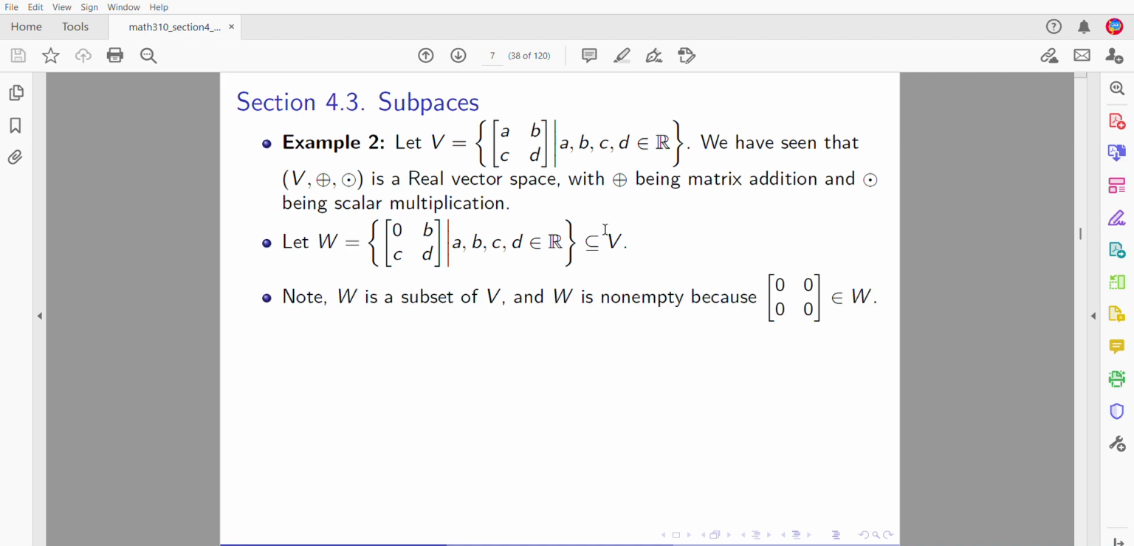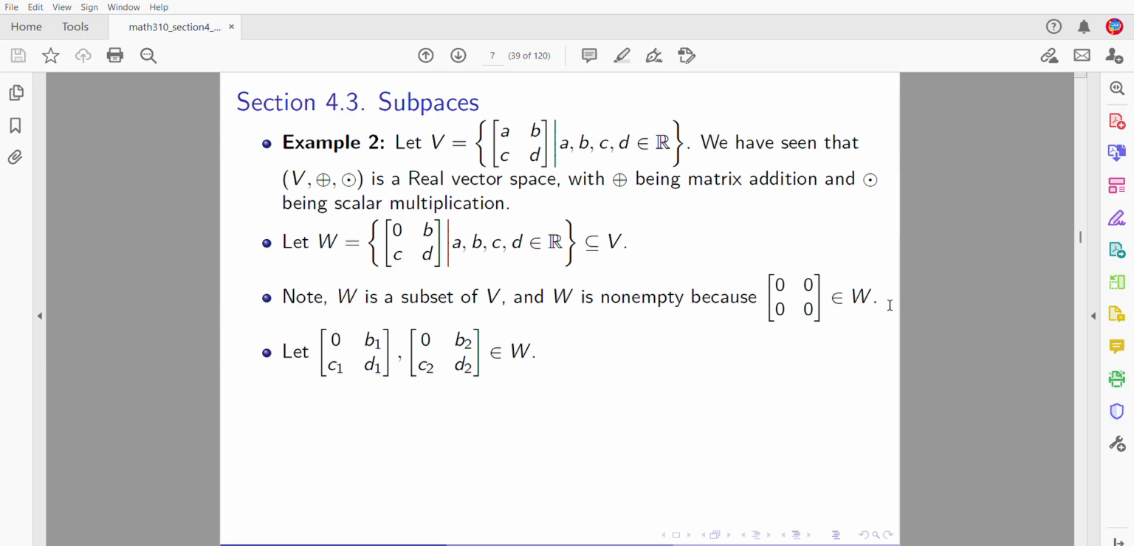Now W is a subset of V. W is non-empty because all I want is 0 here. I could put 0 everywhere. Such a matrix has to be in W. What is the criterion to be in W? That the top left entry be 0. Well, this matrix's top left entry is 0, so it belongs to W. So W is non-empty.